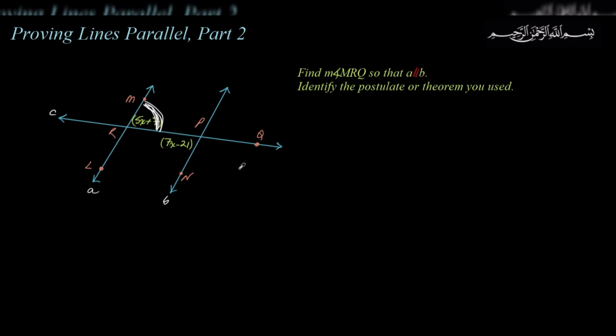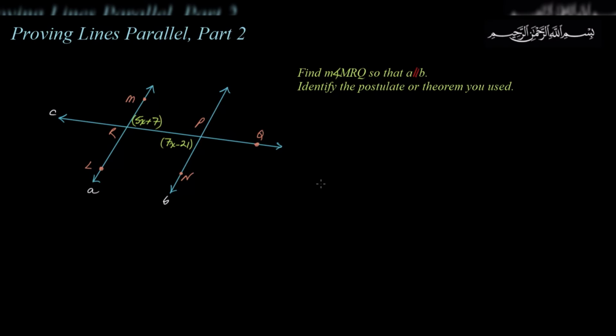MRQ is that angle. So we're asked to find the measure of that angle so that A is parallel to B. Where's A and B? So here's A and B. So we were told, what does this angle have to be for A to be parallel to B? Identify the postulate or theorem you used. So in other words, what does this angle have to be for these lines to be parallel?